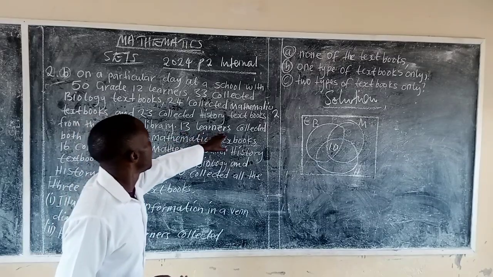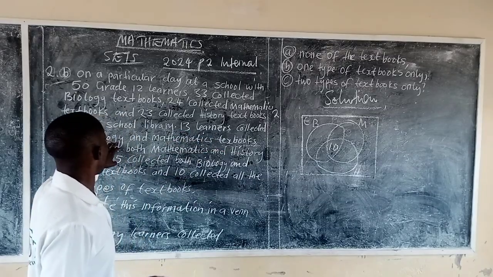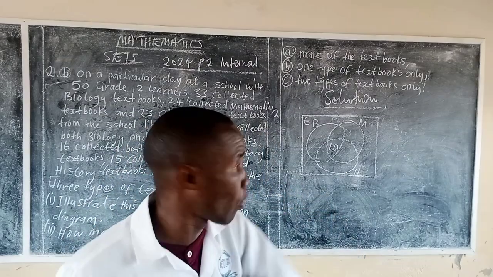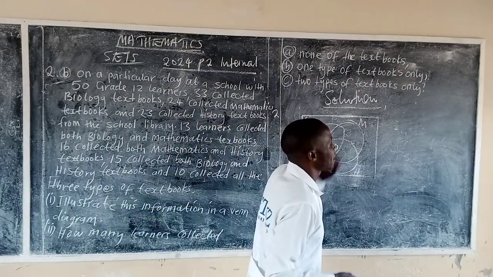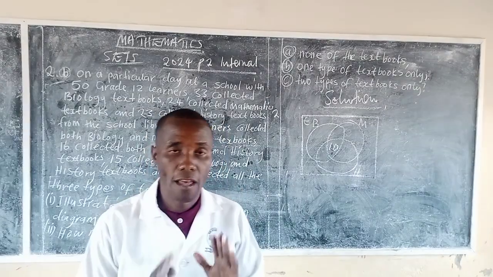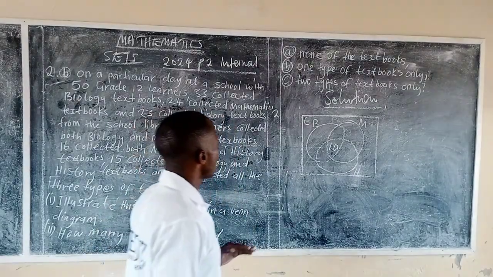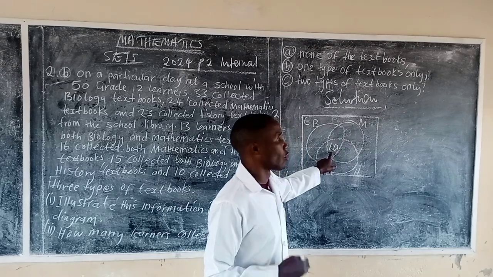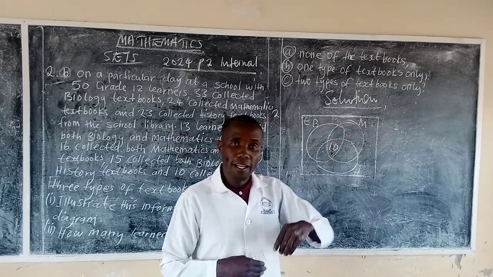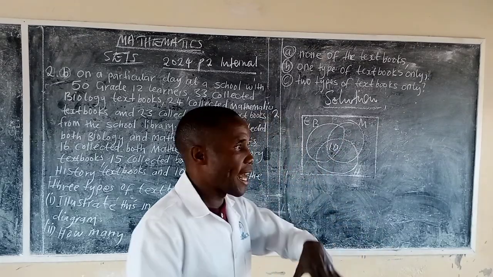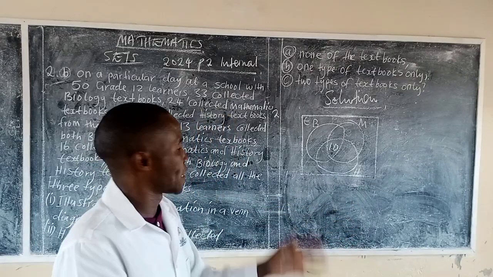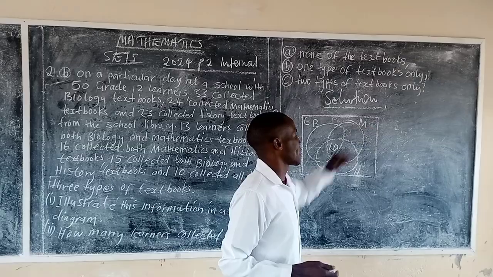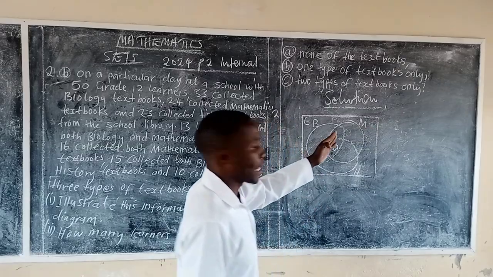So 13 learners corrected both biology and mathematics textbooks, okay? 13 learners, both biology and mathematics books. That is it, 13 learners. Now, when you look at the same biology and mathematics, 10 is already there. So meaning 10 learners, these are found everywhere in all the subjects. So they are already there. So this 10 is found in B and as well as in biology and mathematics.